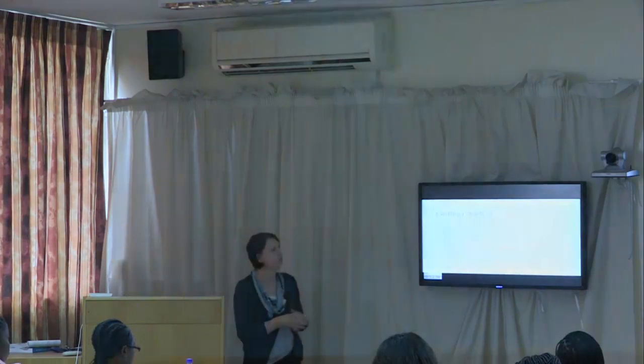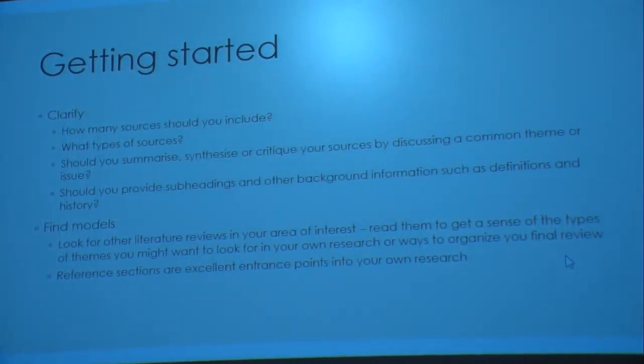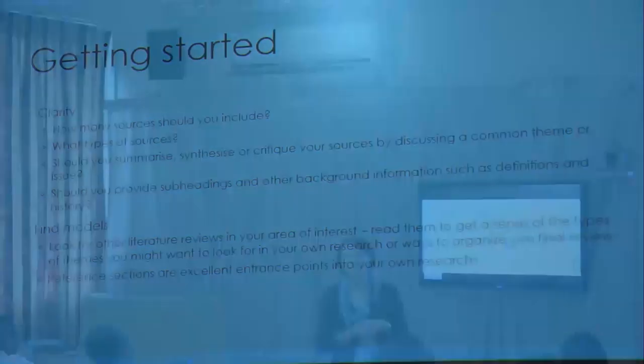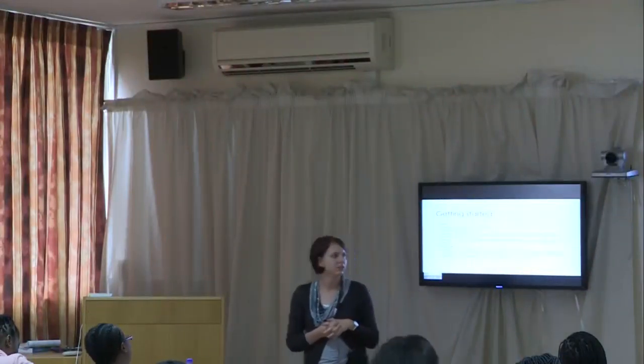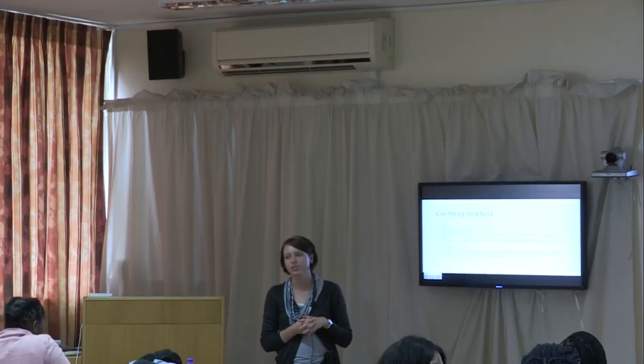So how do we start with a literature review? We first need to clarify how many sources you should include, what type of sources, whether you should summarize, and whether you should provide subheadings. Now, here's how it works. How many sources should you provide in your literature review? In your literature review, I want at least 20 sources.